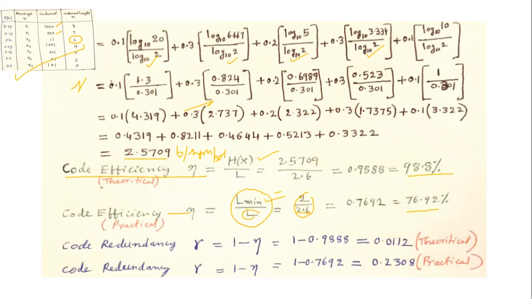This is also code efficiency, but practically we get like this in codes. But theoretically, if we compare with the entropy of the source, we get 98%, and code redundancy can be given in this formula, and we can calculate for both the cases.